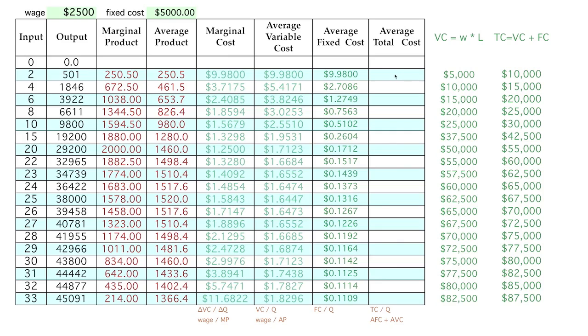Take $10,000 and divide it by your output, because that's what total cost divided by output would be. That's average total cost. So take $10,000, which is your total cost, the $5,000 fixed cost plus the $5,000 variable cost. Take that $10,000 divided by 501, and you'd get 19.9601. That's, by the way, what you get if you don't round off. That's actually taking the total cost and not rounding it off.